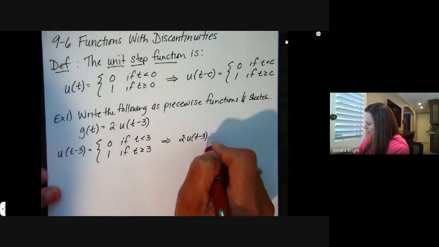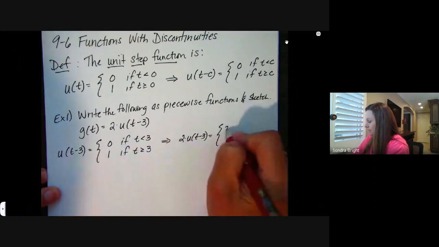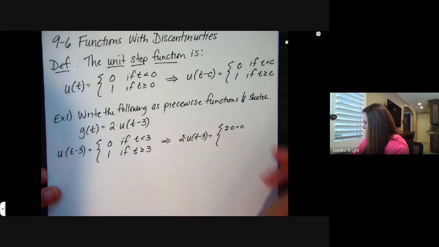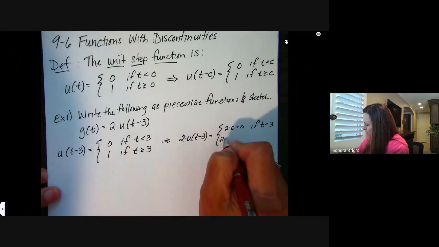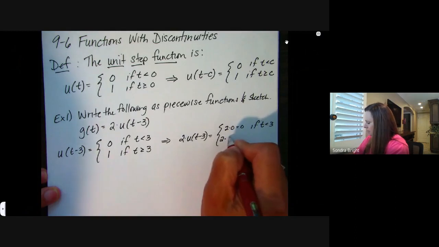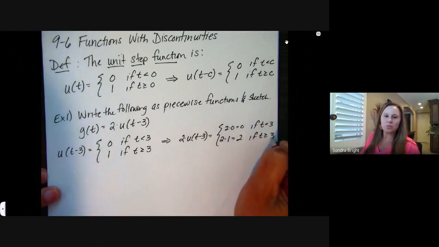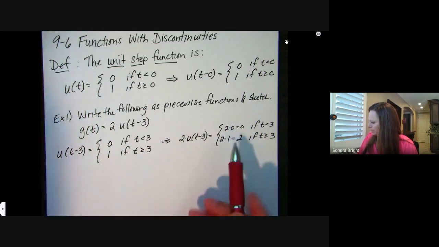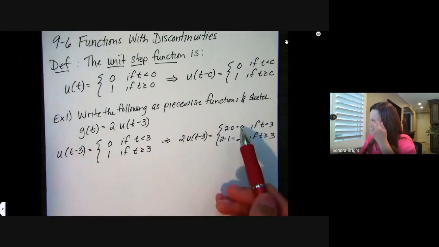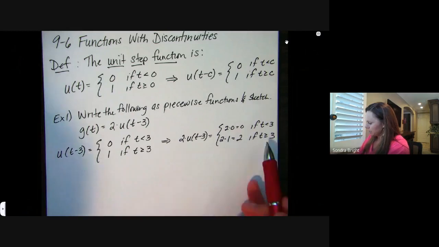Well, that's just going to be 2 times 0. Well, that's 0 if t is less than 3. And then 2 times 1, which is 2, if t is greater than or equal to 3. So, of course, you don't show the work there. We just multiply it in. And that's how you get it. So you'll just say that it's 0 for t less than 3 and 2 if it's greater than or equal to 3. Let's sketch it also.